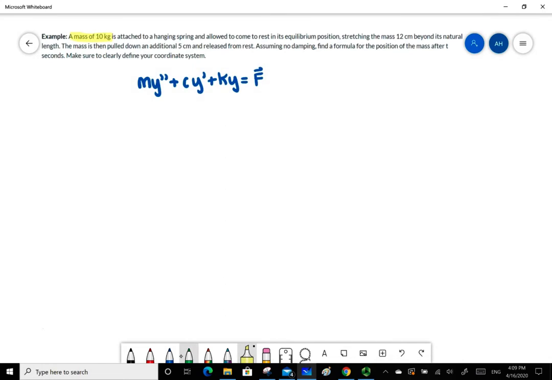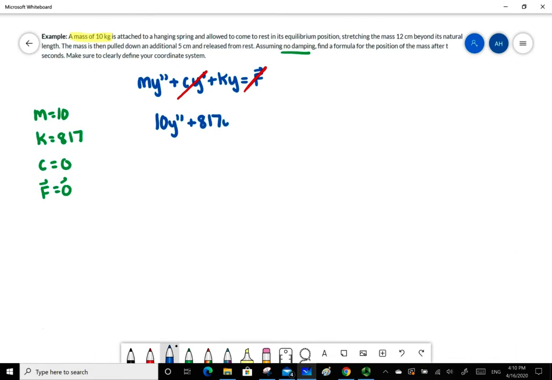The mass m is given as 10, and we know from the previous example that the spring constant k equals 817. And since there's no damping and no external forces are mentioned in the problem, we also know that the damping constant c equals 0 and the net external force F equals 0. So our equation of motion is just 10y'' + 817y = 0.